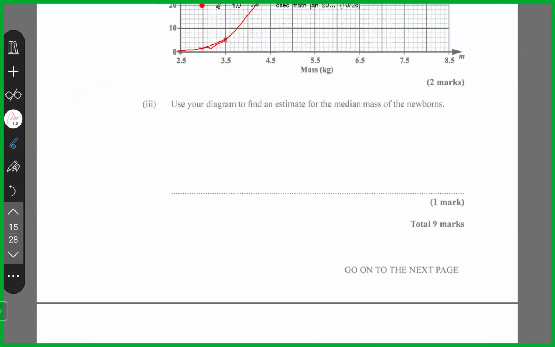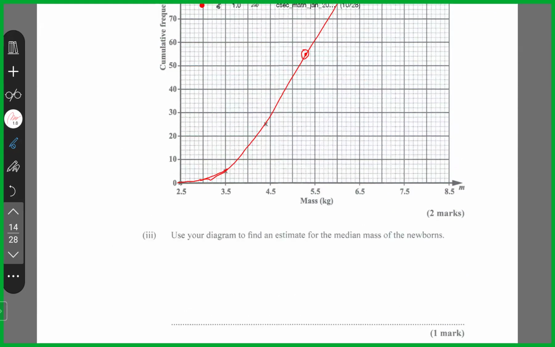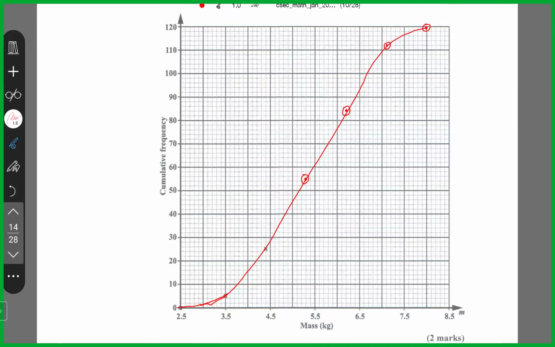All right, and here's what they're asking now. Use your diagram to find an estimate of the median mass of the newborns. So the median mass would be the mass of baby number n over 2. N is 120, so n over 2 would be 60. The mass of baby number 60 would be your median. So at 60, I draw a horizontal line. Where it meets the graph, I draw a vertical line down.